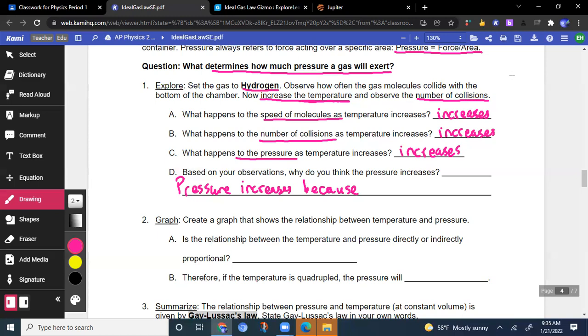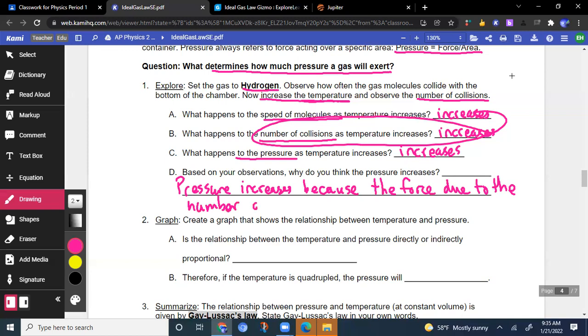Pressure increases because what? The number of collisions is increasing, right? If the number of collisions is increasing, it's adding to the amount of force that's exerted on the wall, which is adding to the pressure. So pressure increases because the force due to the number of collisions increases.